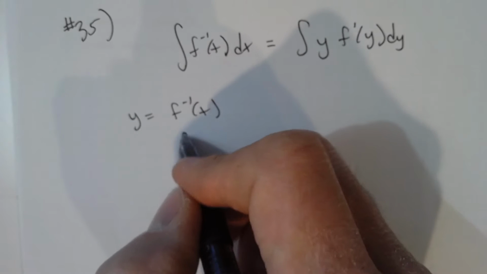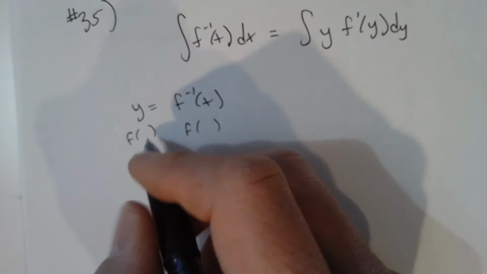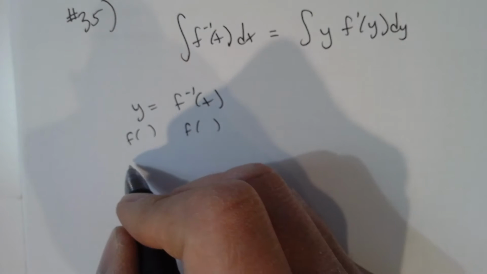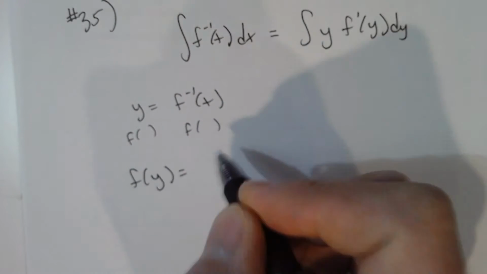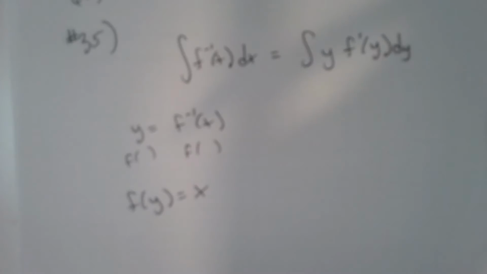So then you could do f of each side. And on the left side you would have f of y, and f of f inverse of x is just x.